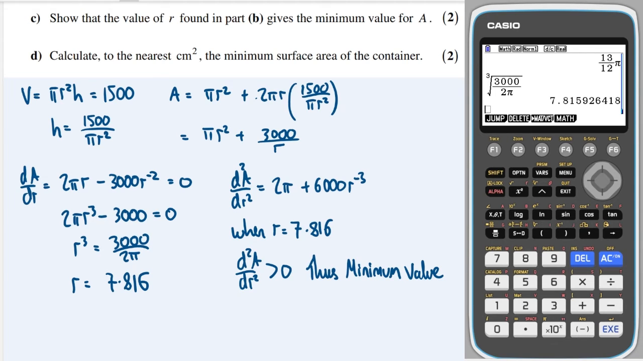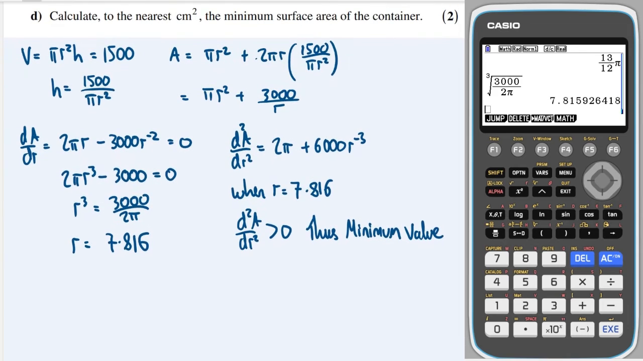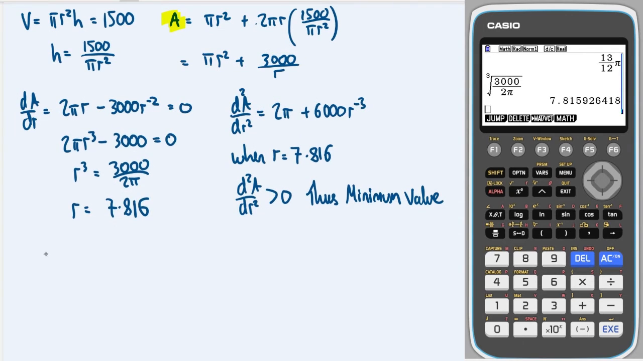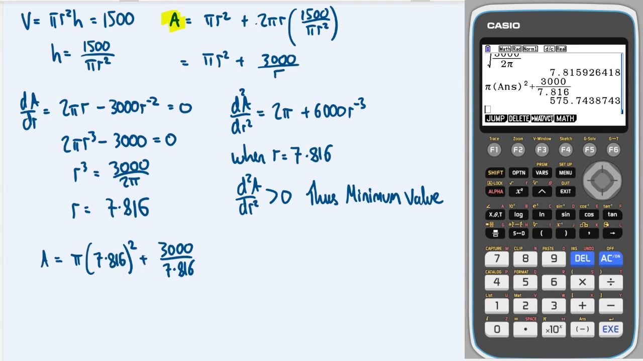And then finally, calculate the minimum surface area. So I just need to take the area formula and sub in the value for r, which gives the minimum. So that's going to give me A is equal to pi times 7.816 squared plus 3000 over 7.816. And I've put that in my calculator, and that's given me a value of 576.